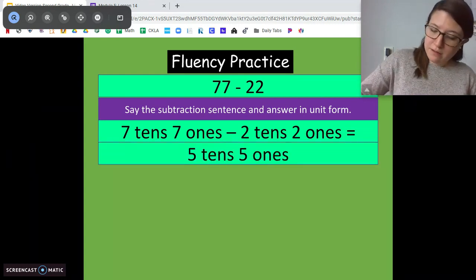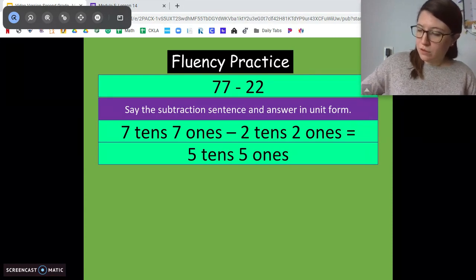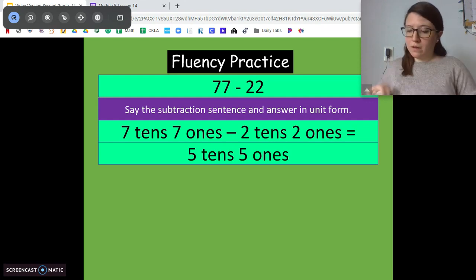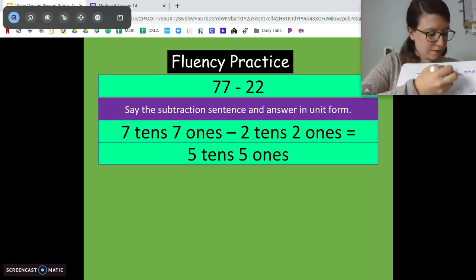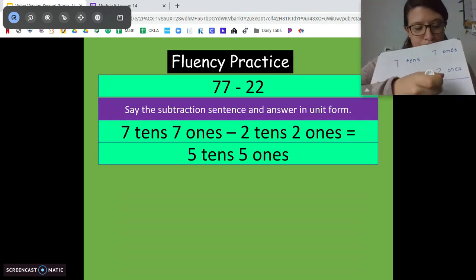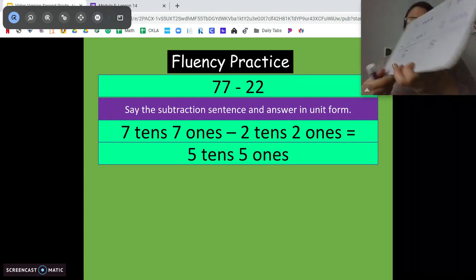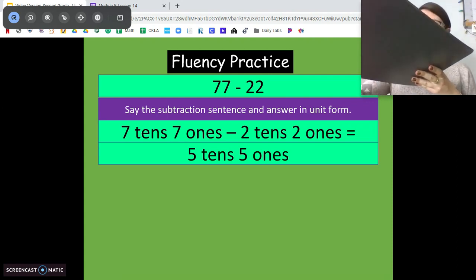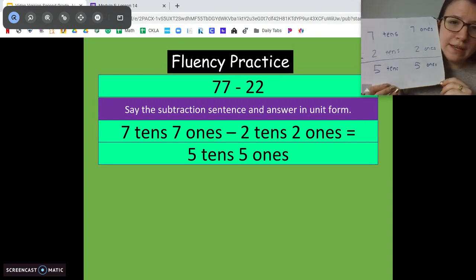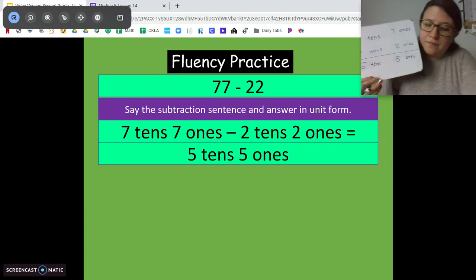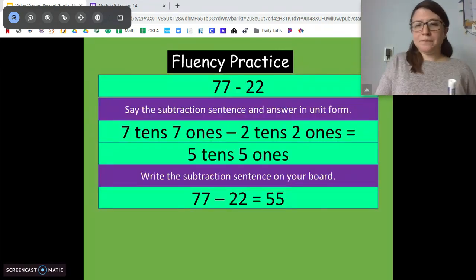7 tens, 7 ones, 2 tens, 2 ones. I'll show you using the vertical method. So if we show it like this, we subtract our ones. 7 minus 2 is 5. We have 5 tens, 5 ones. And what's that number? 5 tens, 5 ones. What does that equal? 55. Awesome. All right, let's try another one like that.